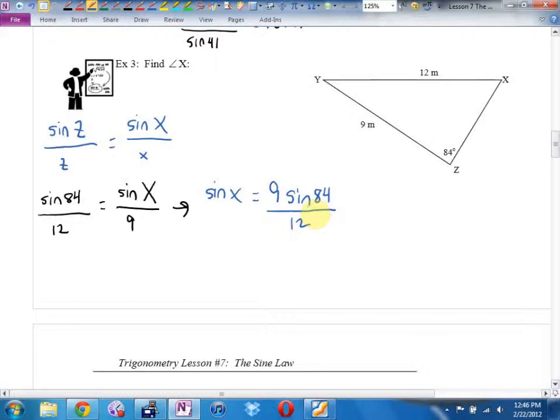Right? Is that okay, Shalom? How do I find an angle? How have we always found an angle?